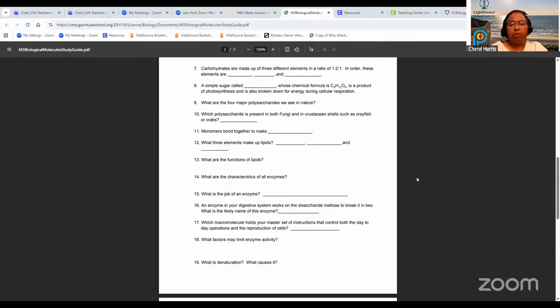Polysaccharides. What are the most popular? I'll give you a minute to look that up. The most popular polysaccharides. All right, maltose is one. And again, notice it has OSE on the end. Lactose.